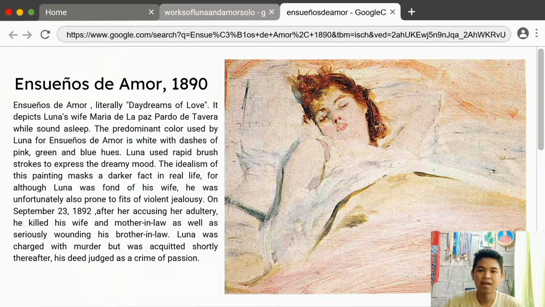The idealism of the painting masked a darker fact in real life. Although Luna was fond of his wife, he was unfortunately also prone to fits of violent jealousy.